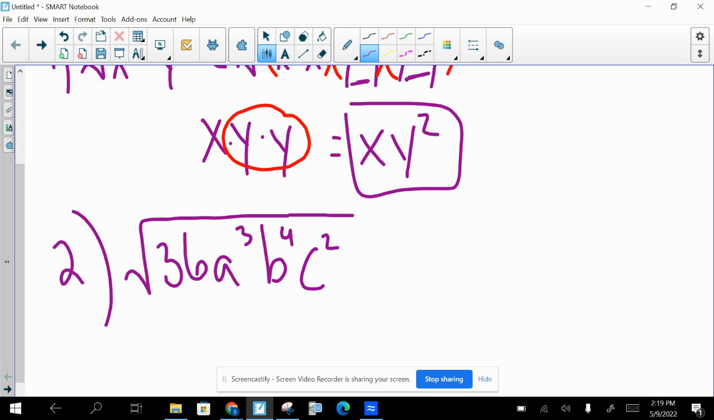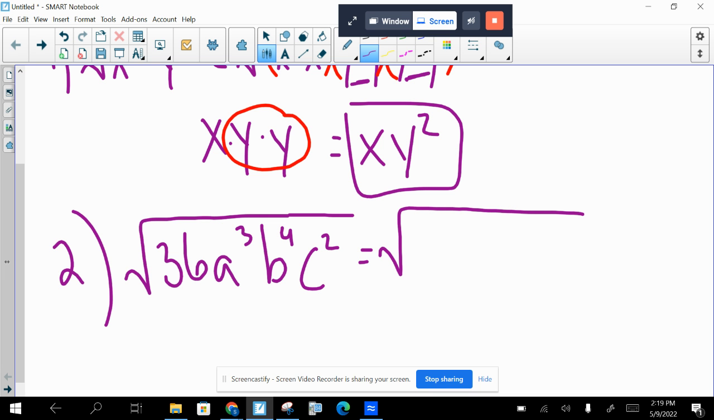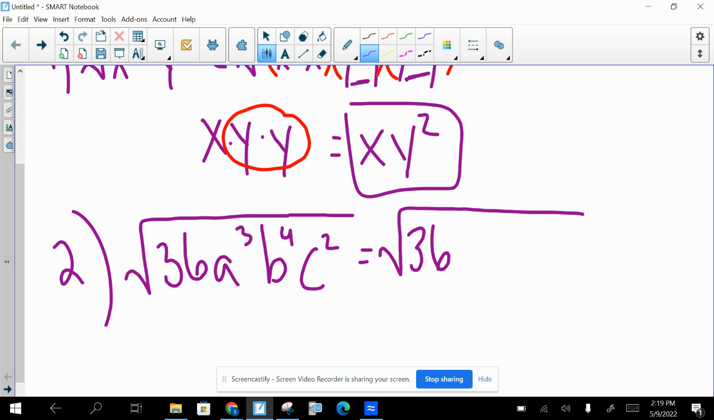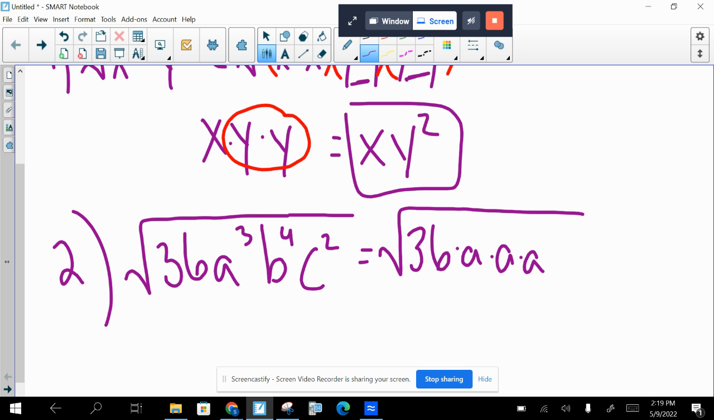However, 36 is already a perfect square, right? So if it's already a perfect square, then we don't need to change it. So we're just going to keep the 36 as is, and we'll bring it out in the next step. And then the a to the 3rd, I'm going to expand as 3 a's, a times a times a. We will have 4 b's, so that's 1, 2, 3, 4, and then 2 c's, 1, 2.